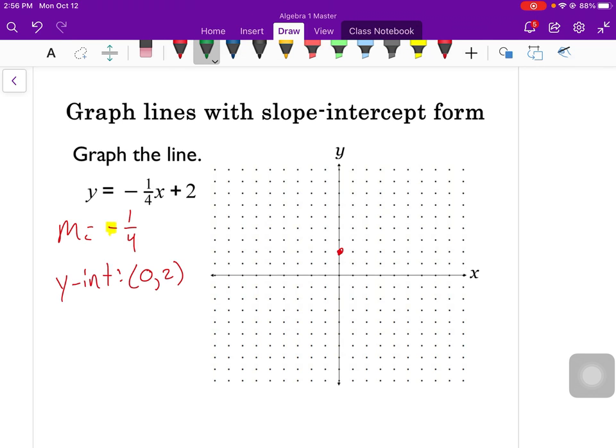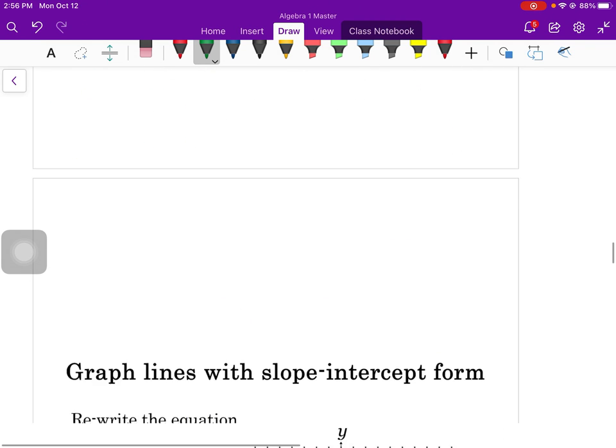So that means I'm going to go down 1, right 4. Down 1, right 4. And if I wanted to keep going down 1, right 4, I'm going to run out of space. So now I'm going to backtrack, up 1, left 4, up 1, left 4, up 1, left 4. That's the same thing as if I had the negative sign in the denominator and the positive in the numerator. So up 1, left 4 would give me these 5 dots. I always want to have 5 dots. Connect the dots with as straight of a line as you can get. And there you go.